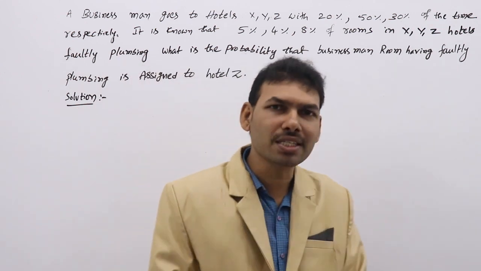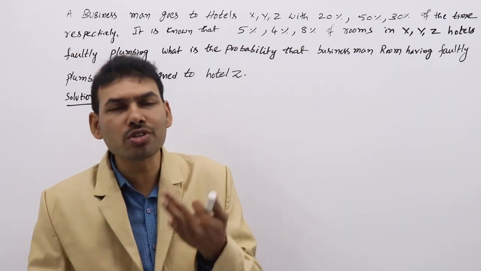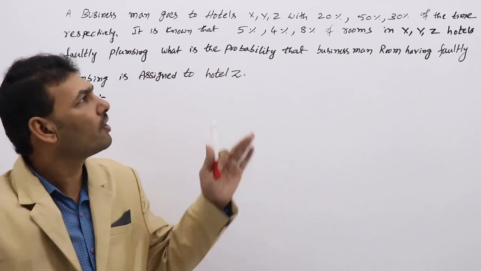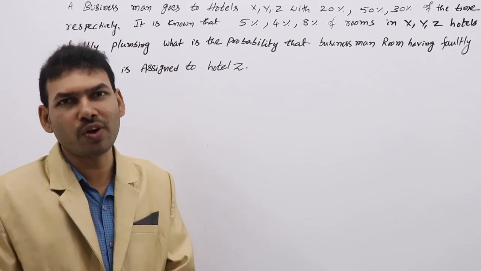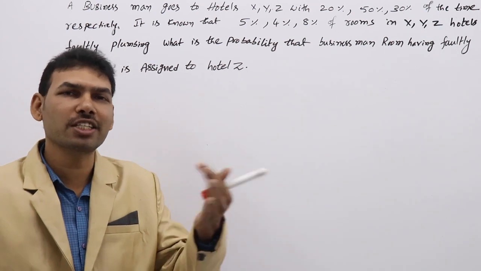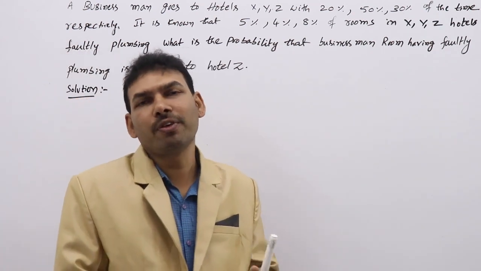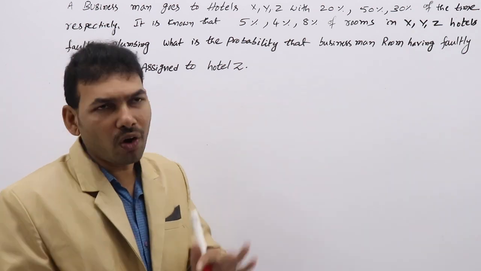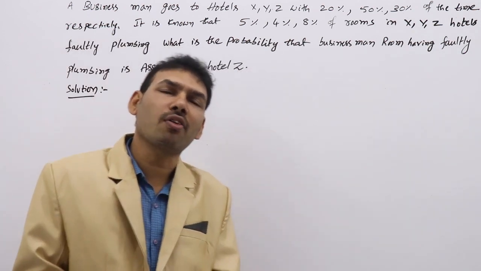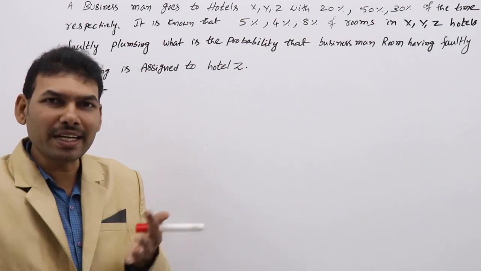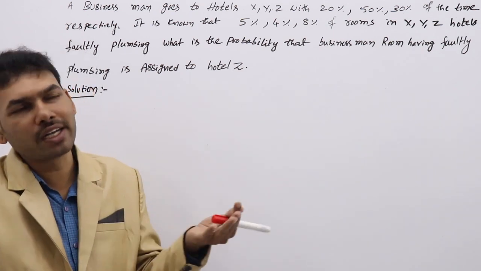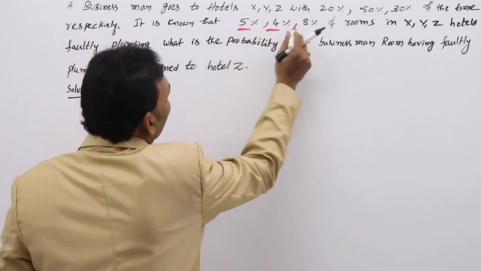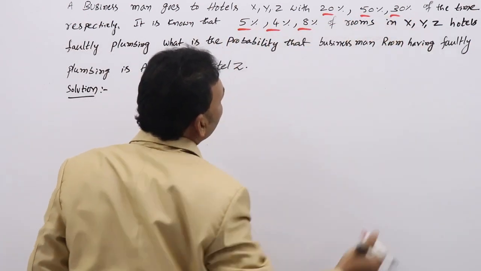Here the question is, the businessman goes to 3 hotels. The probability of going is given clearly, the percentages 20%, 50%. 20% means 20 by 100. 50% means 50 by 100. Next, the 3 hotels have a few rooms with faulty plumbing. The percentage of rooms having faulty plumbing in the 3 hotels is given clearly: 5, 4, 8.